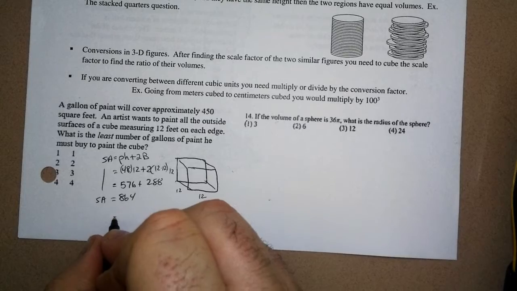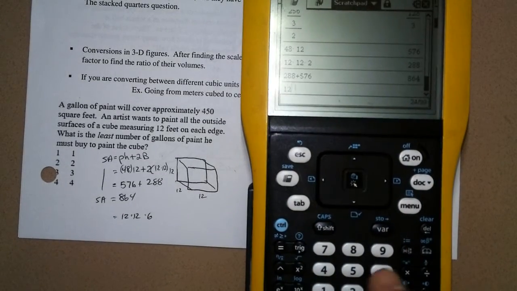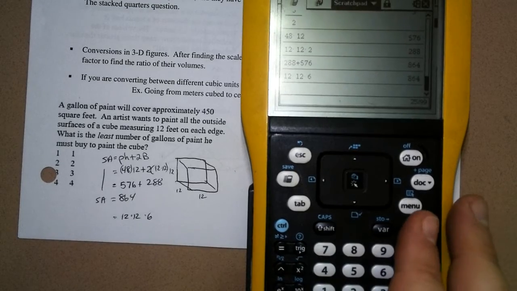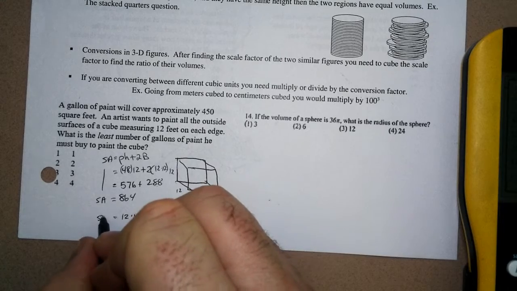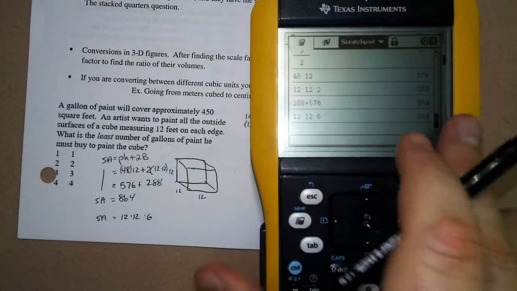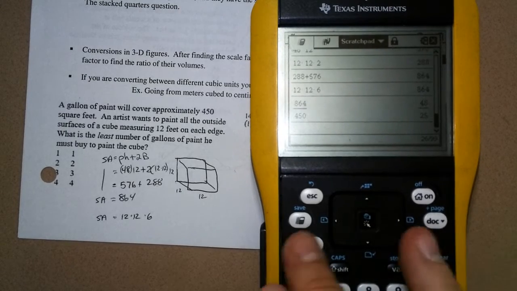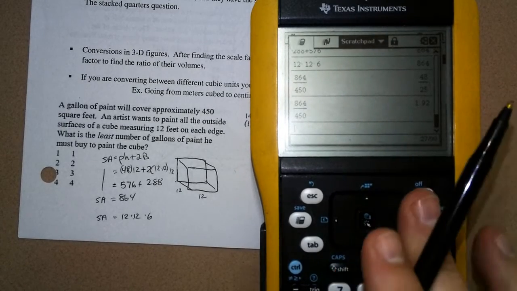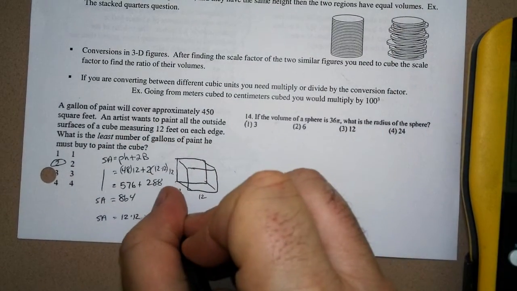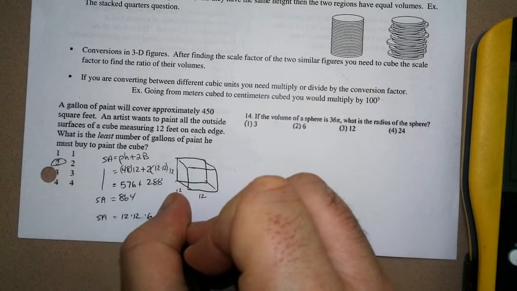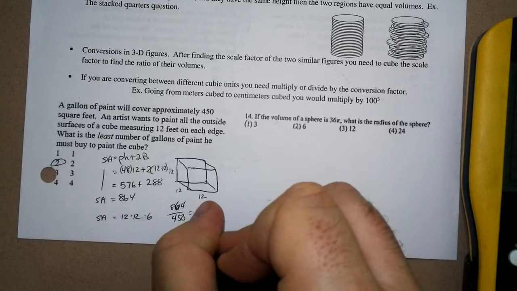Now remember, what you could have done is just 12 times 12 and then times 6, and you get the exact same thing. So it works either way for us here. And then it's 450. So if we take 864 and divide it by 450, we get 1.92. Since we can't have just 1 gallon of paint, the least number we need to buy is 2. So 864 divided by 450 equals 1.92. So we need 2 cans.